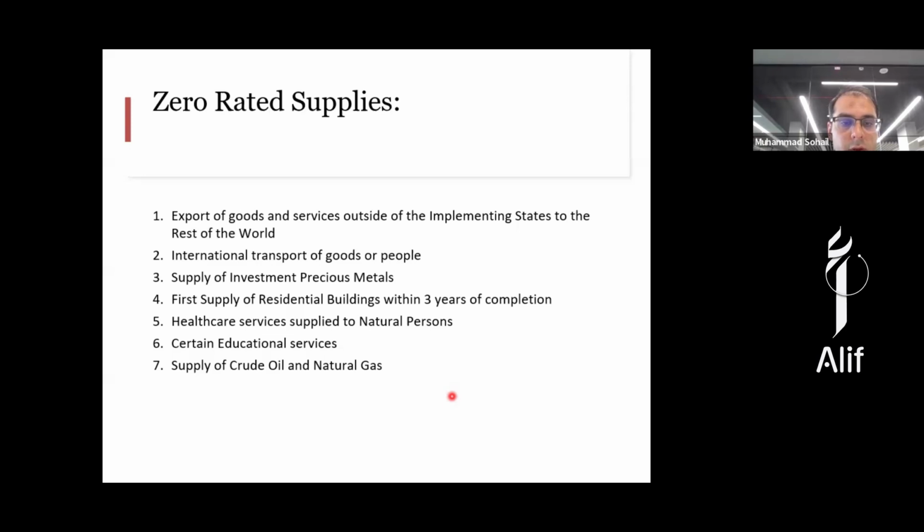Healthcare services and educational services, as long as they are approved by the government entity responsible, and they meet certain other criteria, these will be zero-rated. Finally, supply of crude oil and natural gas. These are unprocessed hydrocarbons, and the supply of crude oil and natural gas is zero-rated.